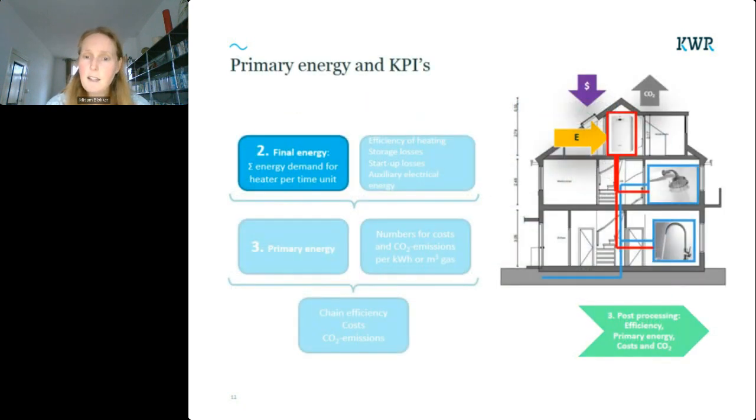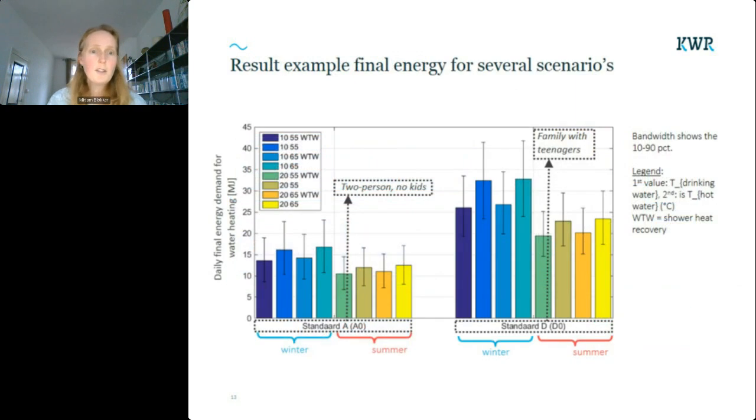And then the next step is to determine the total energy needed, and if this was used, is this gas, is this electricity, is it green electricity or not, and that will determine cost and CO2 footprint. So some results here, quite a busy graph.